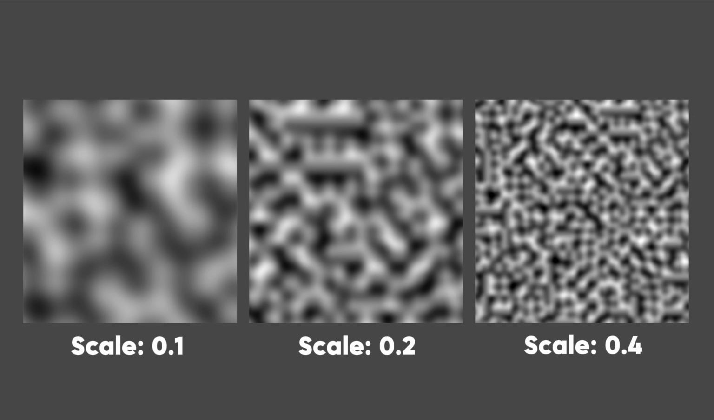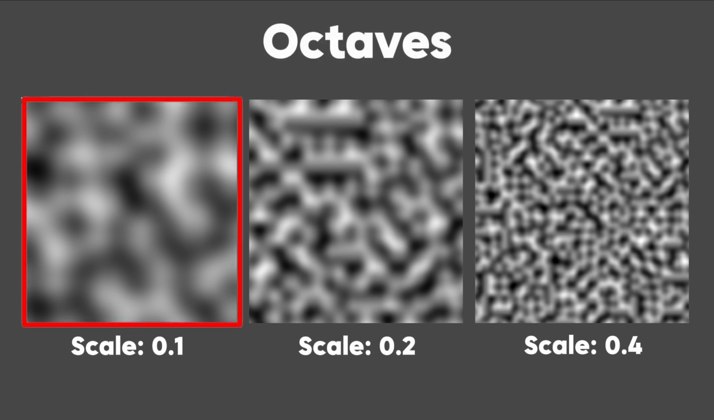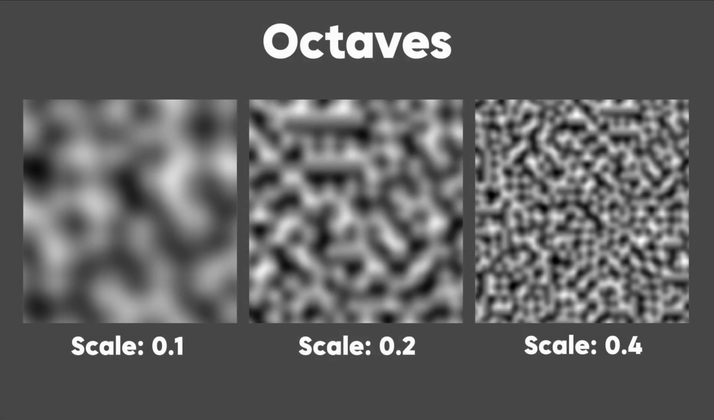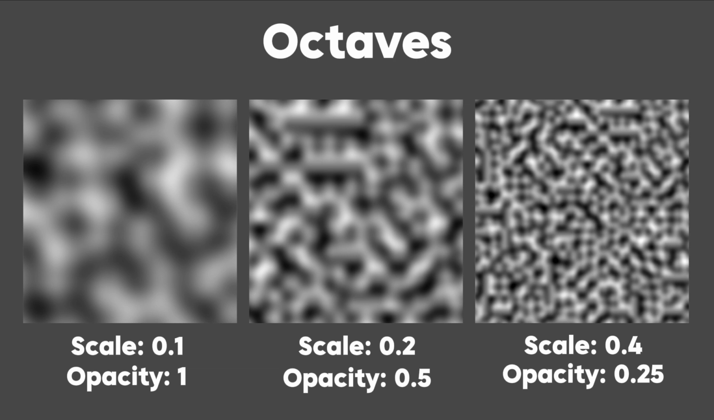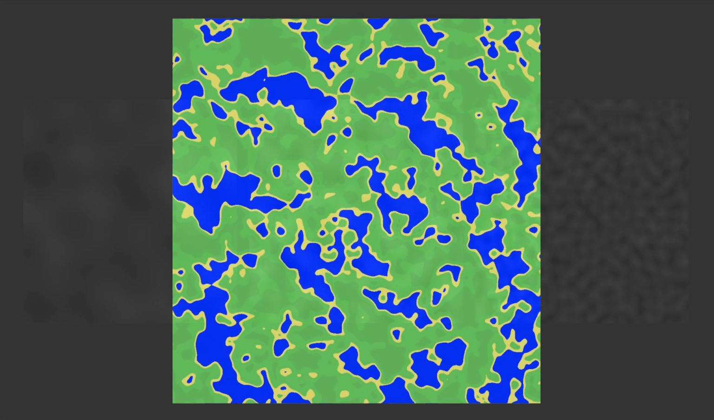To fix this, we can layer multiple noise maps of various scales. These layers are referred to as octaves. We want the bigger maps to act as the general shape of the terrain and the smaller ones adding some details. Just adding these on top of each other doesn't look great. What we can do instead is lower the opacity for the smaller octaves, making them affect the final map less. Now, the noise map looks a lot more natural and realistic.